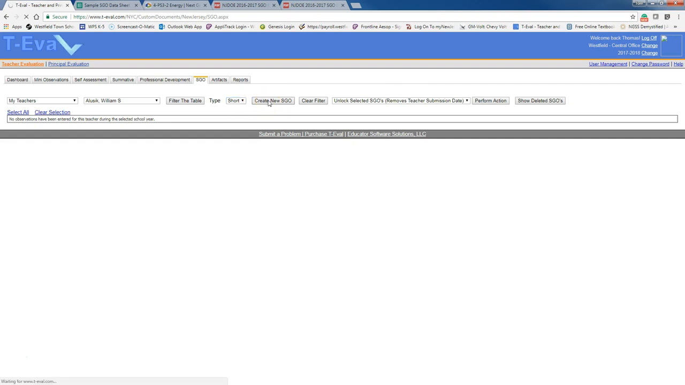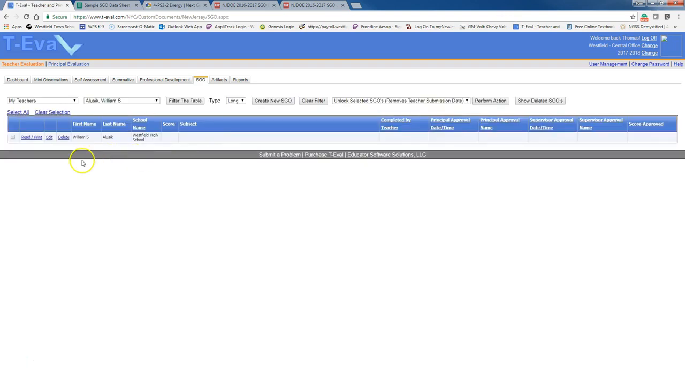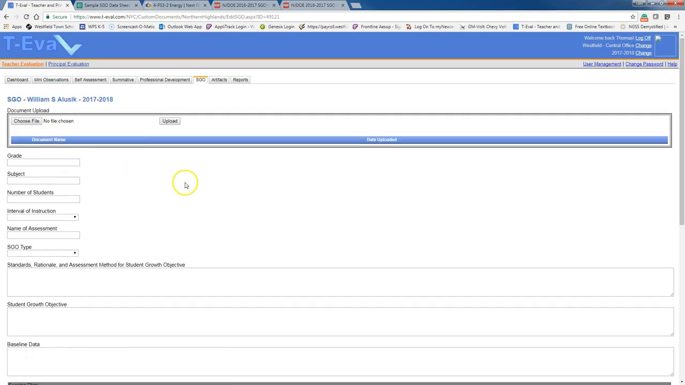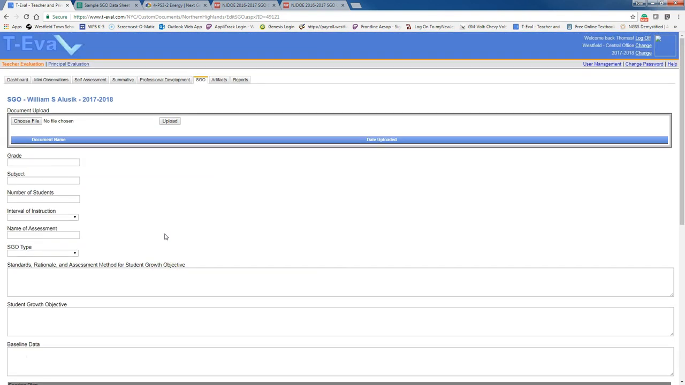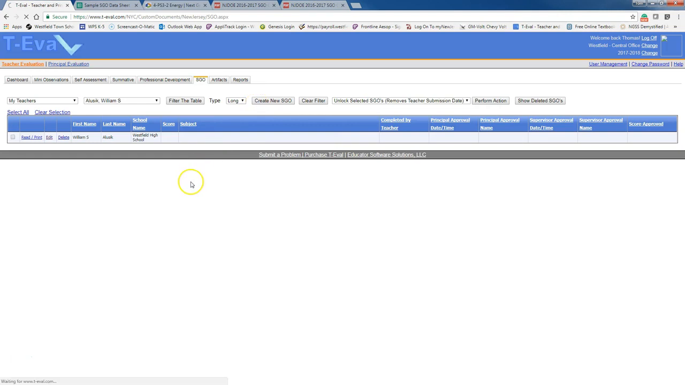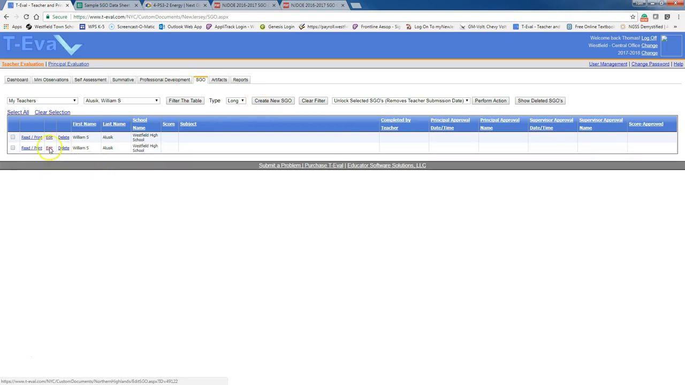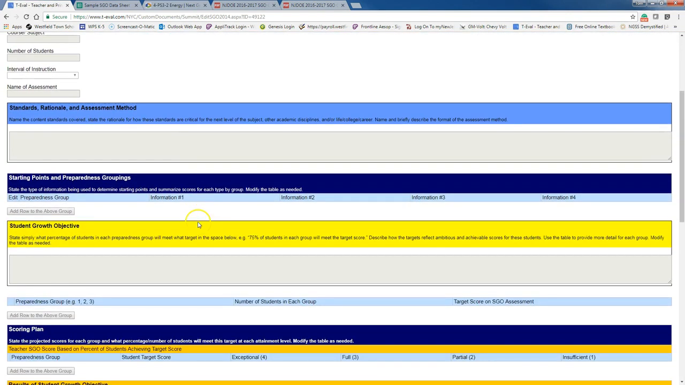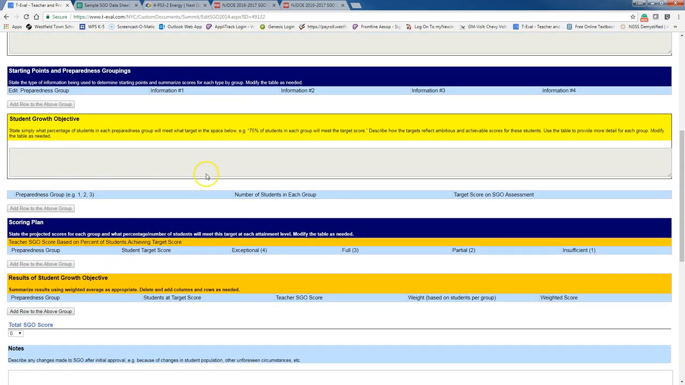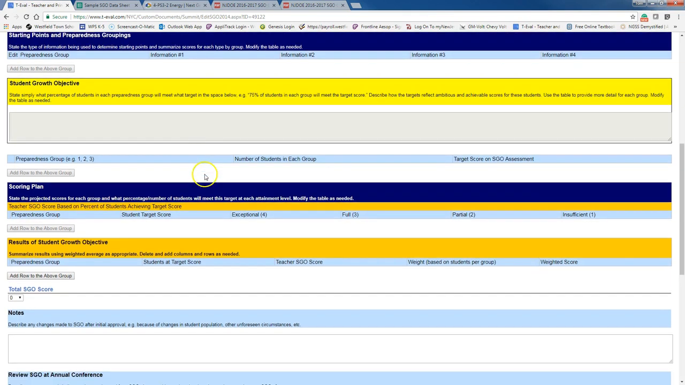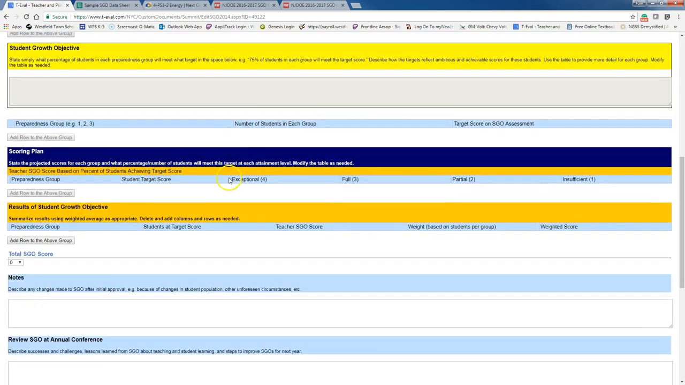So just for the sake of argument, we will go through and create one. We go to edit, and we would want to put in all of this information. Now, what's the big difference here? If we created a long SGO, you can see that we could break things down in preparedness groups, but this is where sometimes it gets a little murky, it gets more difficult, and I don't think it really gets you the benefit for the additional effort.